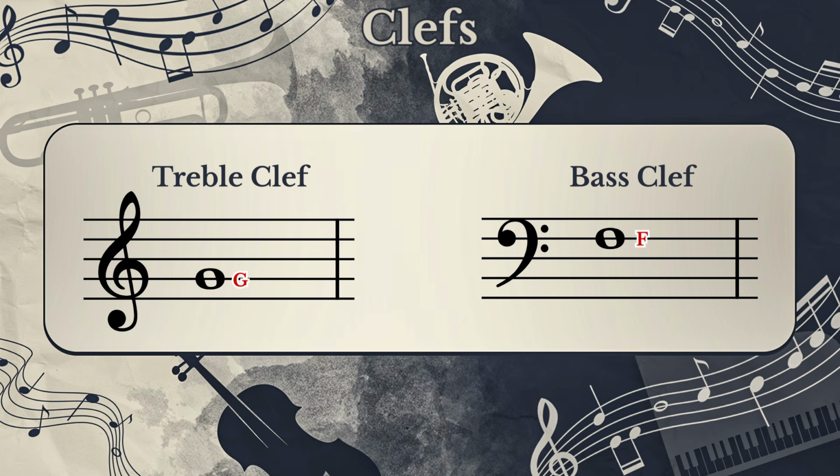Clefs indicate specific notes on the staff. There are 2 main clefs, the treble clef and the bass clef. The bass clef marks the position of F, while the treble clef shows the position of G.